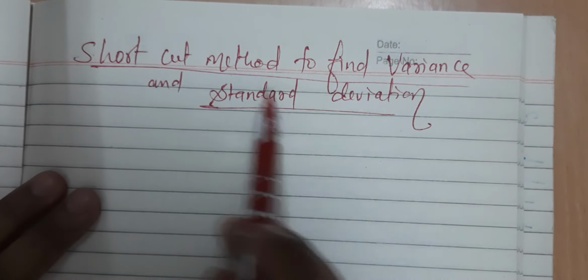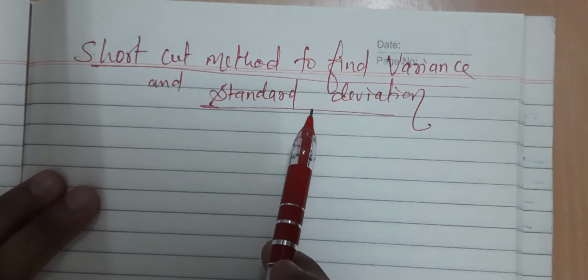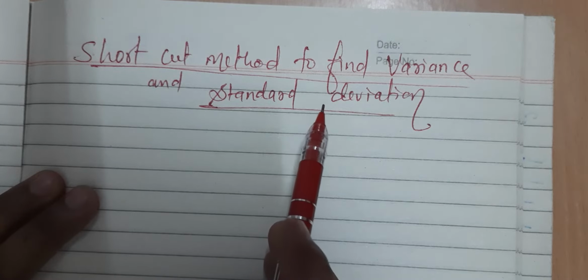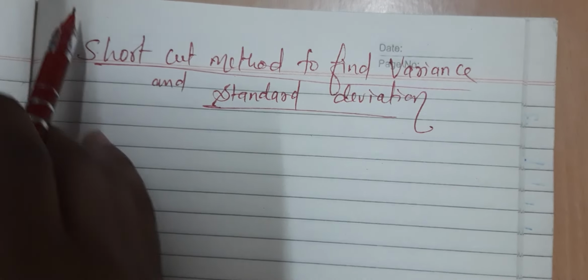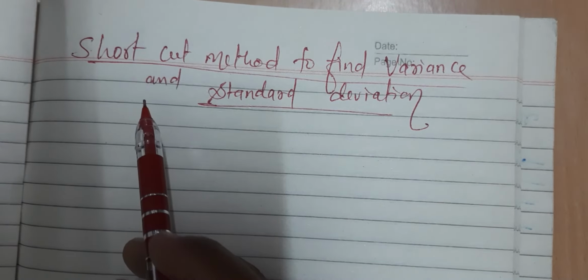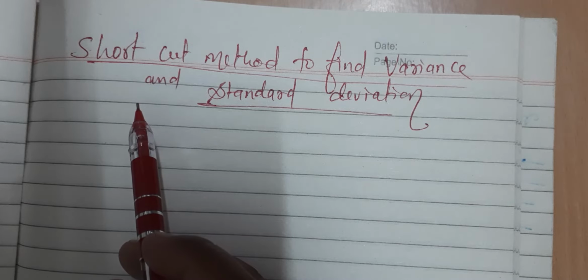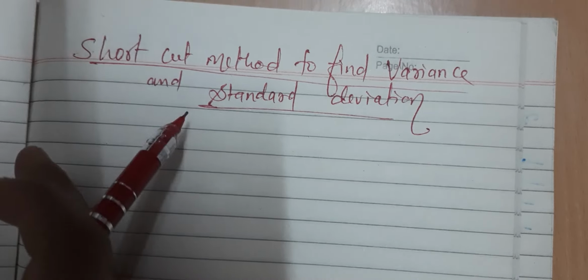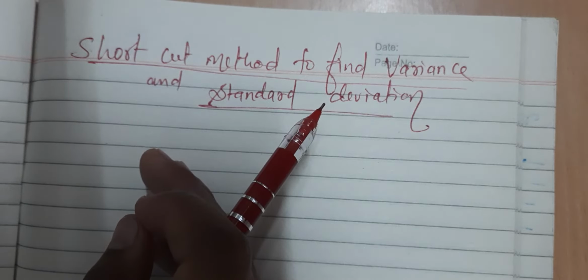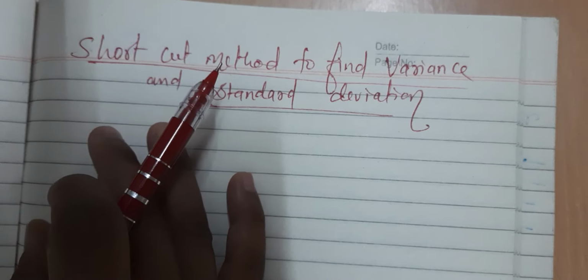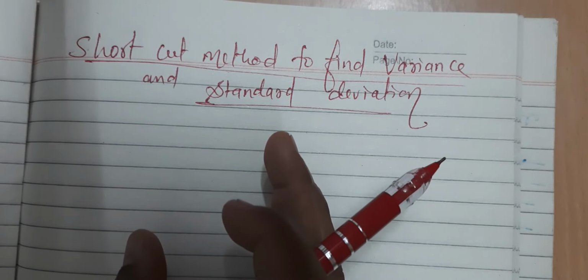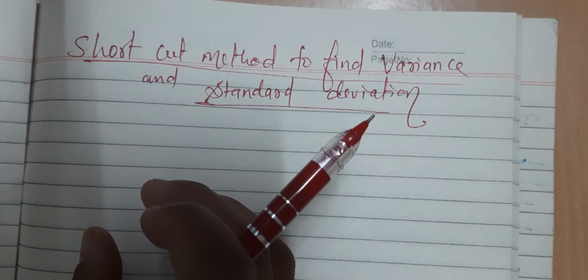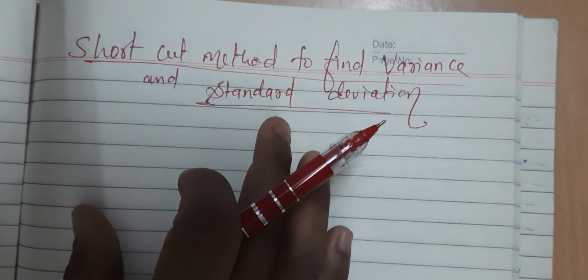Now, shortcut method to find variance and standard deviation. We have one more method, shortcut method to find variance and standard deviation. Sometimes the value of xi in any distribution is very large. So the calculation of mean deviation and variance becomes so tedious and so time consuming. So by using step deviation method, it is possible to simplify the procedure.